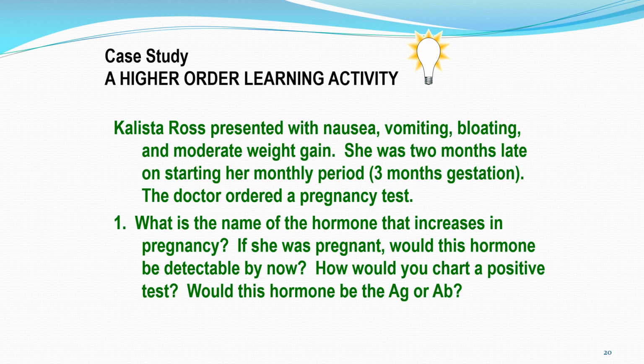So Ms. Ross presents with nausea, vomiting, bloating, and moderate weight gain. She was 2 months late on starting her monthly period. 3 months gestation, the doctor ordered a pregnancy test. What is the name of the hormone that increases in pregnancy? If she was pregnant, would this hormone be detectable by now? And how would you chart a positive test? Would this hormone be the antigen or the antibody? Now pause this, write the answers down on your piece of paper, restart the slide, and see if you're getting the correct answers.